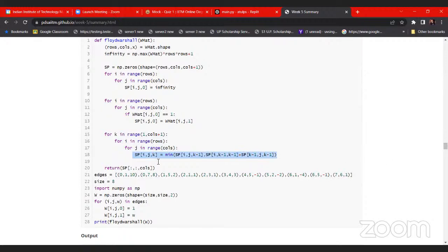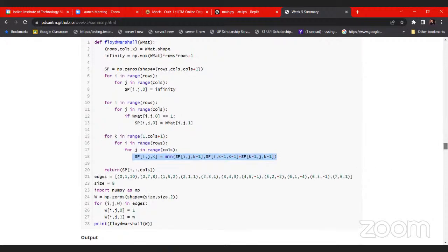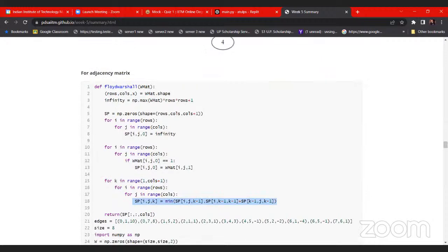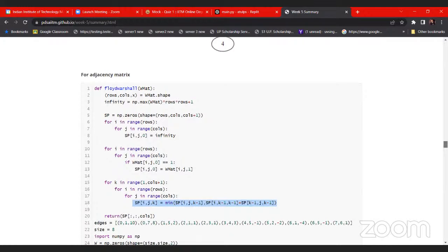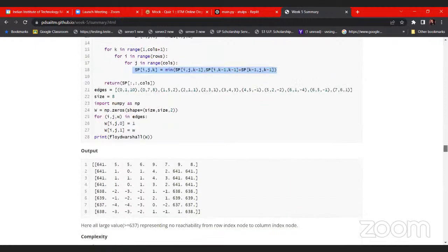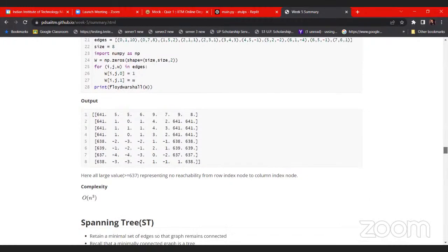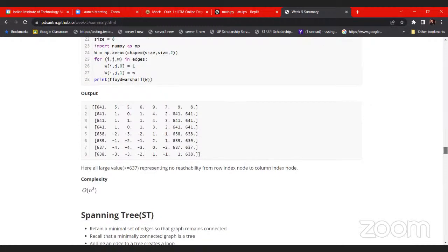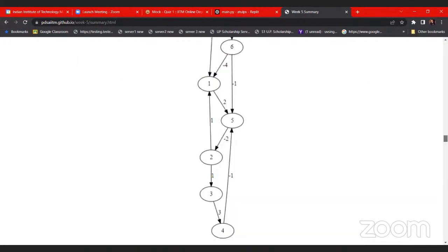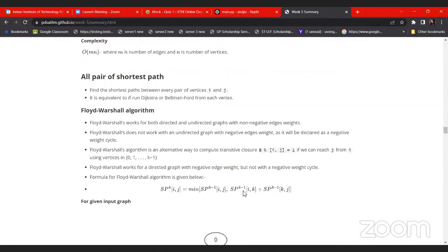Okay, so finally the final matrix will return the all pairs shortest distance values. So the code is simple, but the manual calculation is very tough for this Floyd-Warshall algorithm. The complexity becomes order of n to the power 3. So this is the all pairs shortest path algorithm. The main important thing in the Floyd-Warshall algorithm is this formula.